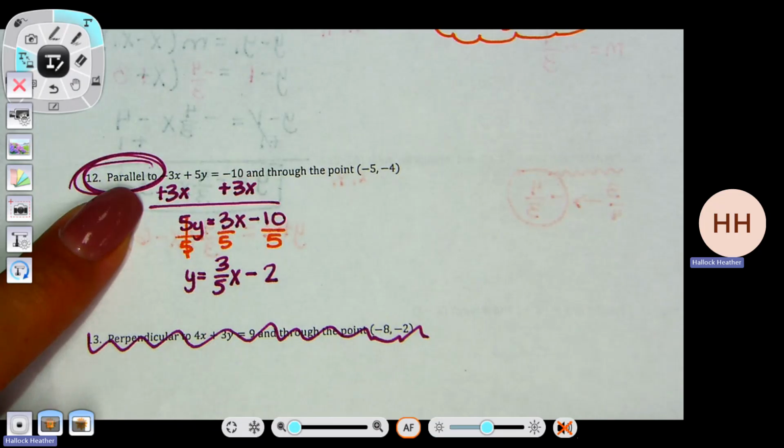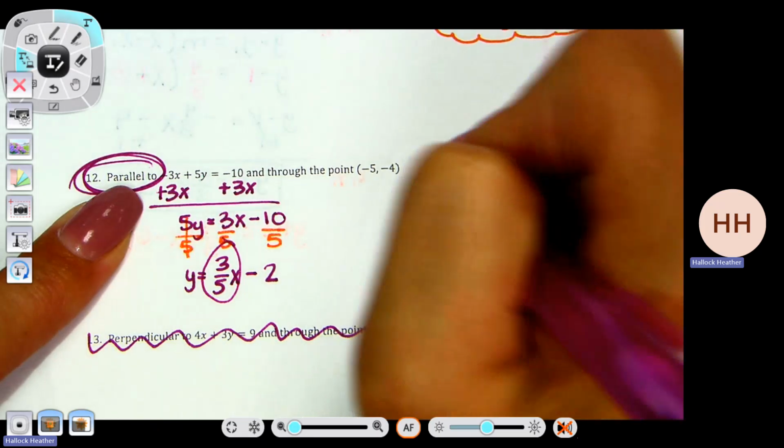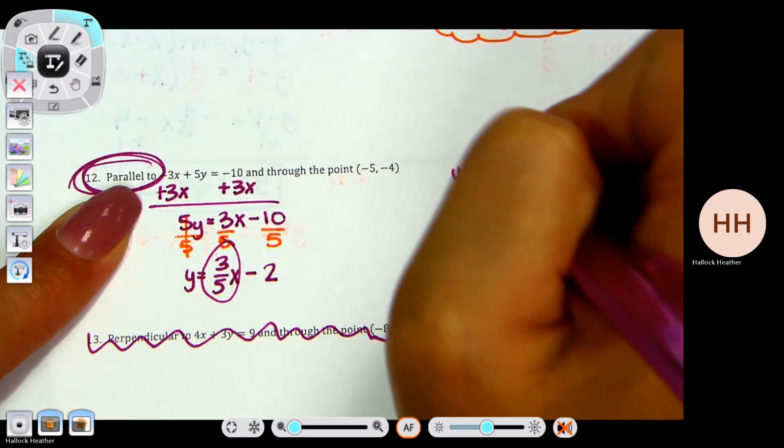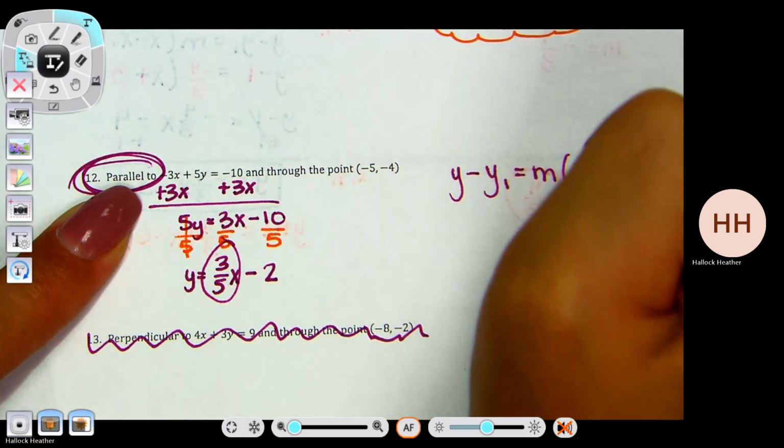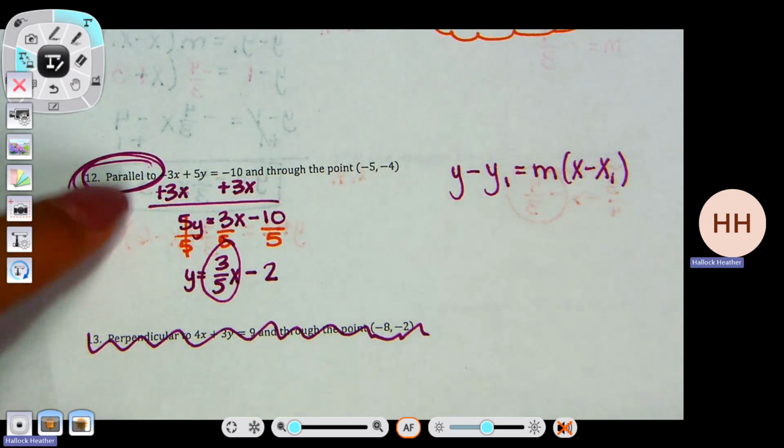Okay, if it's parallel to this, the slope stays the same. So I'm using 3/5 and point slope form. We're plugging in the slope and plugging in the point. Try to plug in your stuff.